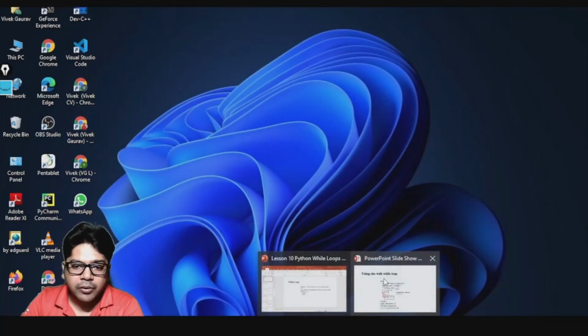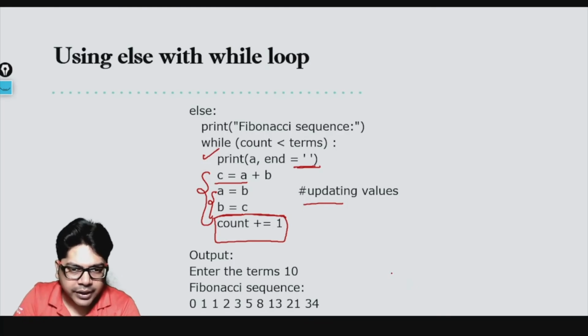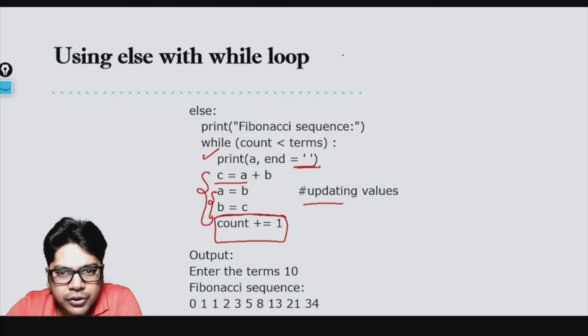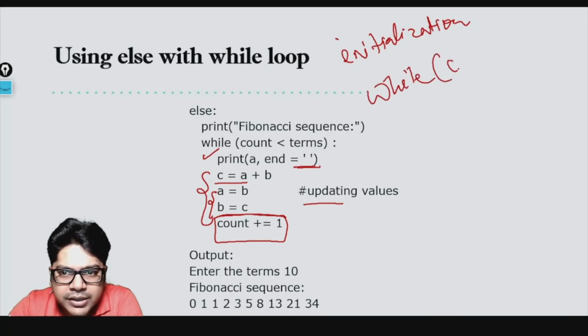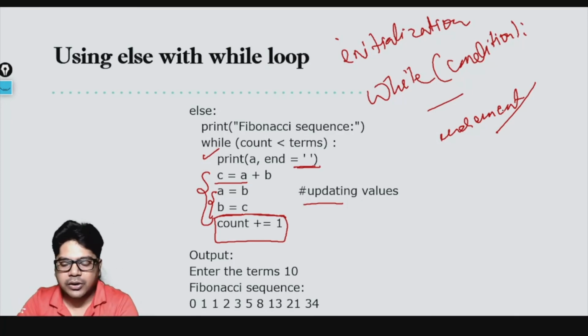Okay, this is what we have done, and this is all about the while loop and the Fibonacci series. So we understood the while loop. The important thing in the while loop is that you must have an initialization. With the while keyword you must write the condition. And do not forget to increment or decrement after executing the statement. If you forget that, it will be an infinite loop.